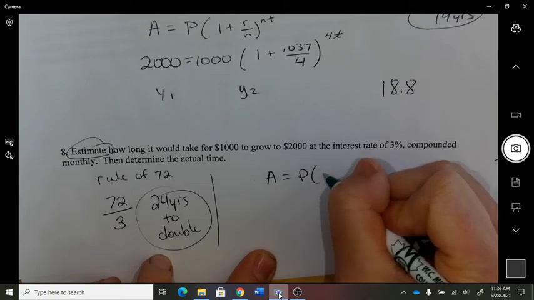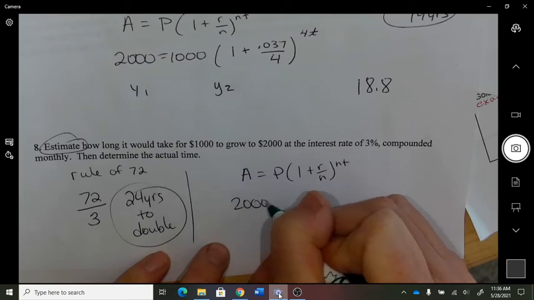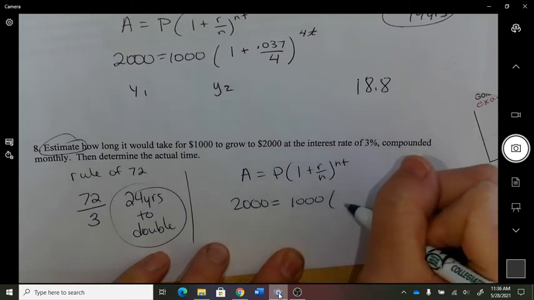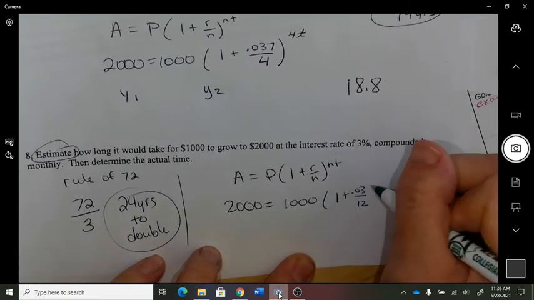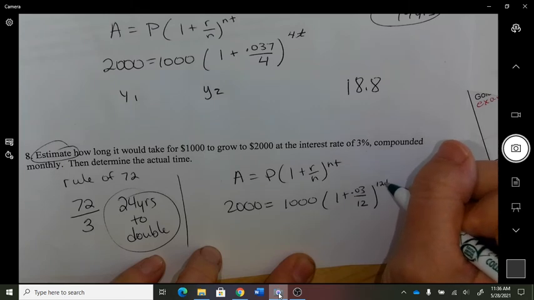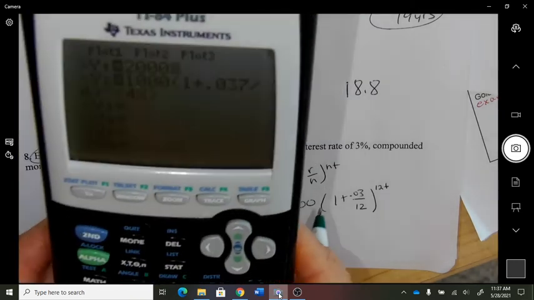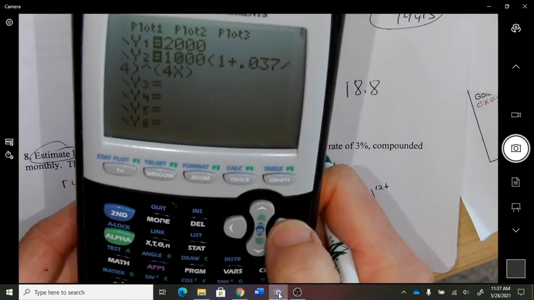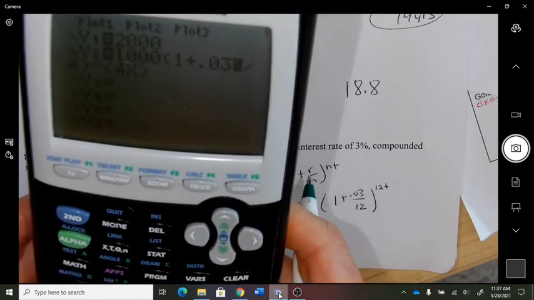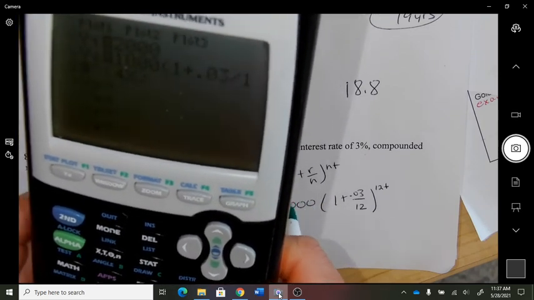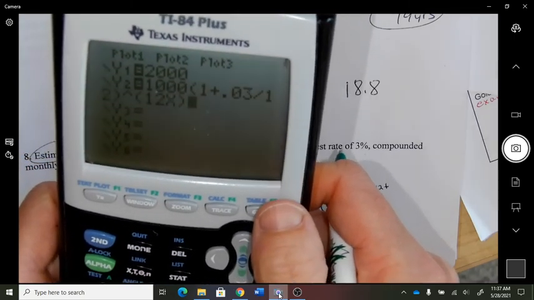Same formula for compound interest that we just used. Kind of the same idea. We want to end up with 2 grand. We start with 1,000. 0.03 compounded monthly, so I'm going to have to change that to a 12, and 12 times however many years. I already had this in my calculator here, y1, y2, so I need to get rid of that 7 for percent and divide by 12, and then I need to change this to 12x. Okay, so that should help.